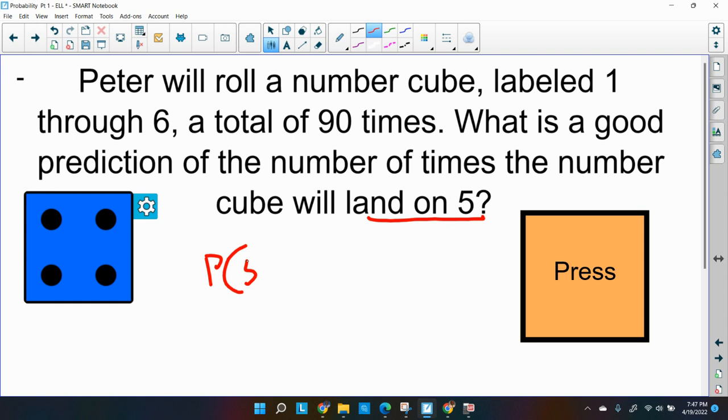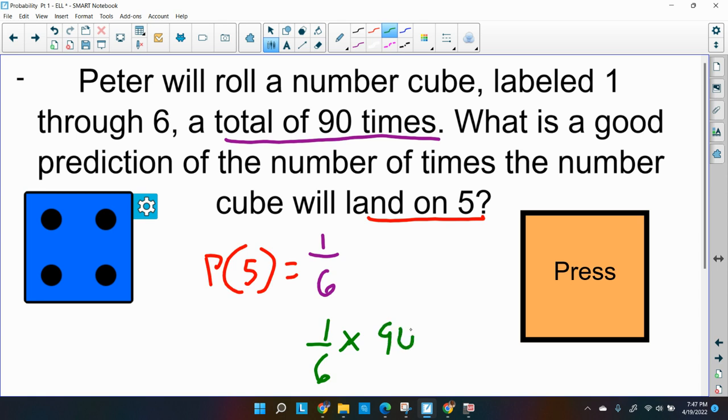So he wants a 5. Well, how many 5s on a dice cube? Just one out of 6 numbers. That's if you are just looking for a 5. But this guy has done it a total of 90 times. So he's doing it more than one time, which introduces us to a counting principle. If you want to take a look at my other video on the counting principle or compound events, that'll talk a little bit more in detail about that. But we're doing this 90 times, and so the key word is times. So I'm going to multiply 1/6 times 90 because he's doing it 90 times, and let's see what we get.